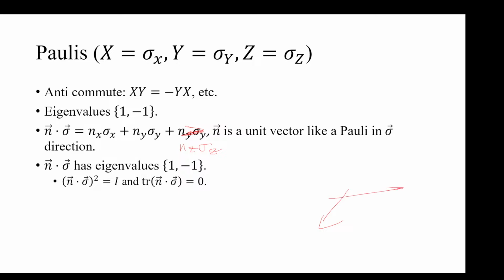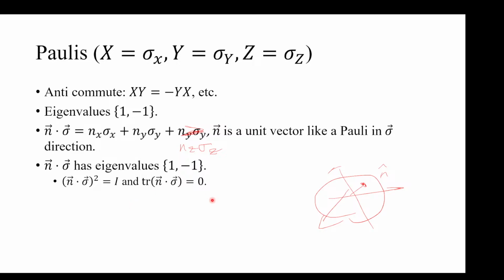So in one qubit we have this n hat, and n hat dot sigma is like a Pauli in the n hat direction, and there is some connection to the Bloch sphere. In particular, we say this is like a Pauli because it has eigenvalues 1 and minus 1. This gives you nice properties like (n hat dot sigma) squared equals the identity matrix, and its trace equals 0.